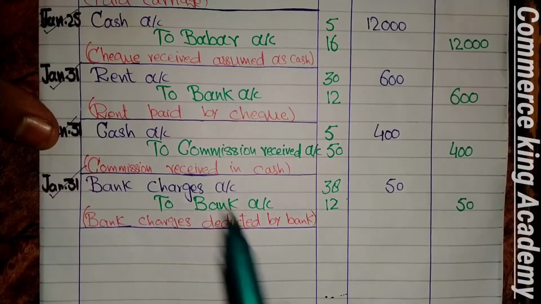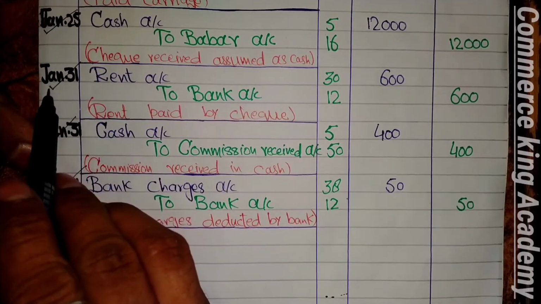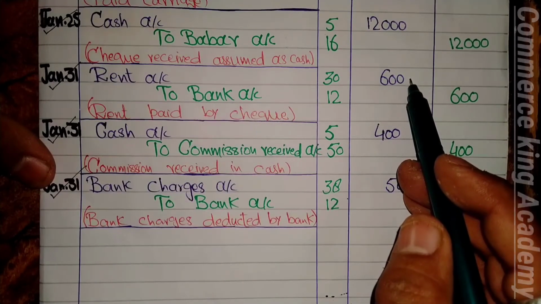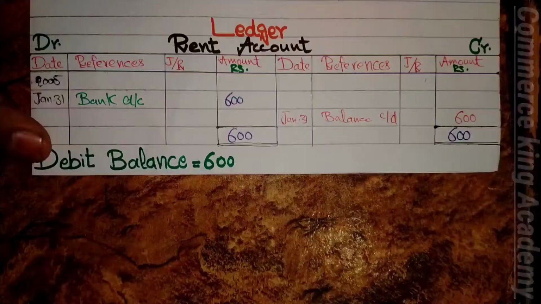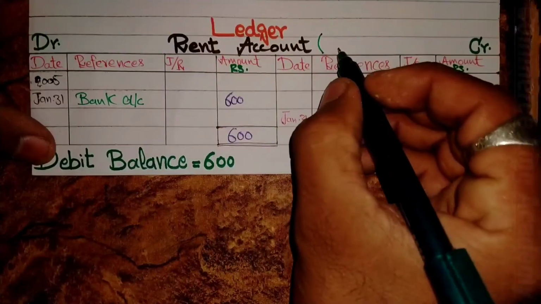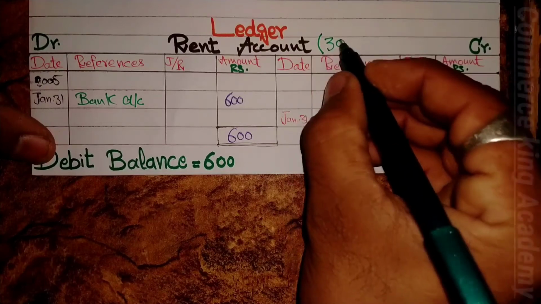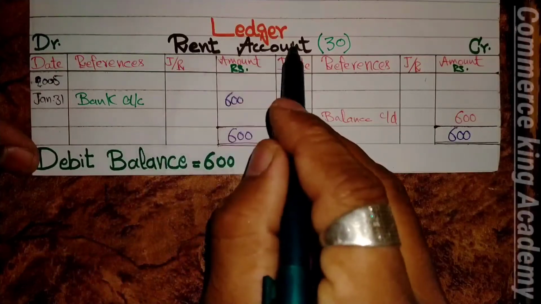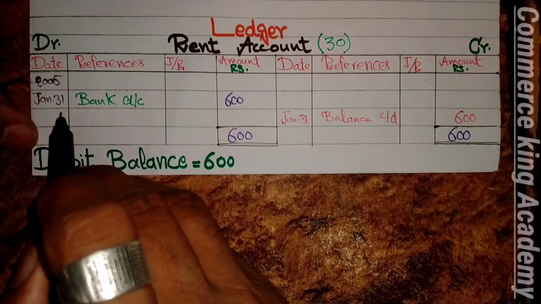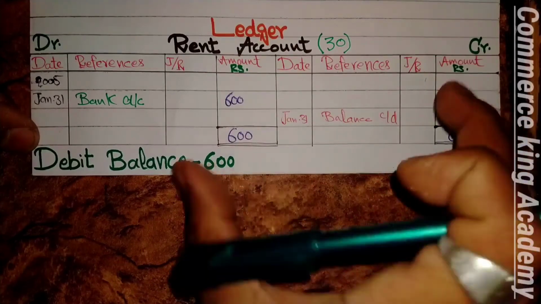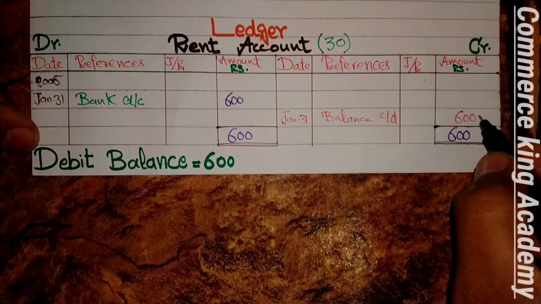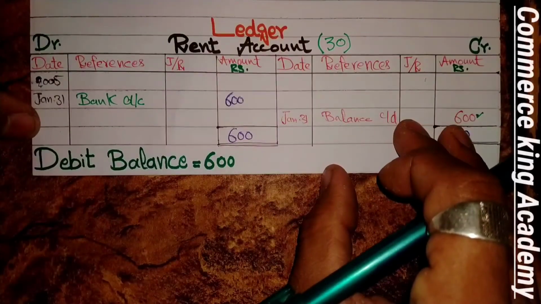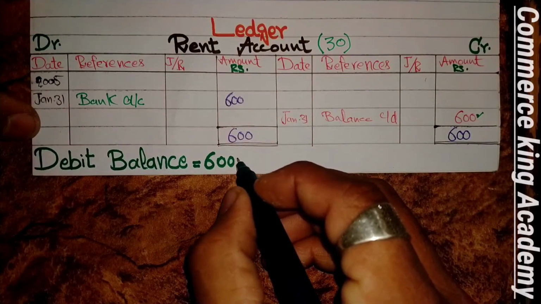Our next account is the rent account. The entry is Jan 31st, rent account debited by bank account amounting to 600 rupees. The entry was rent paid by check. You can see here the ledger of the rent account with ledger folio or account number 30, right? Debit side and credit side. The entry is rent account debited by bank account on Jan 31st. Am I right? Amounting to 600 rupees. We have totals and the balancing amount on the credit side, because the debit side is heavier than the credit side. So ultimately we have a debit balance of the rent account amounting to 600 rupees.